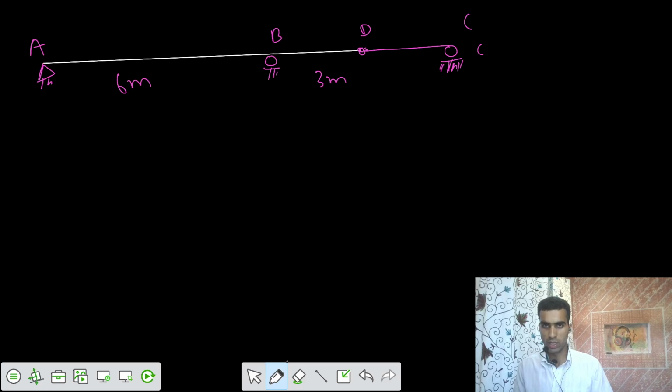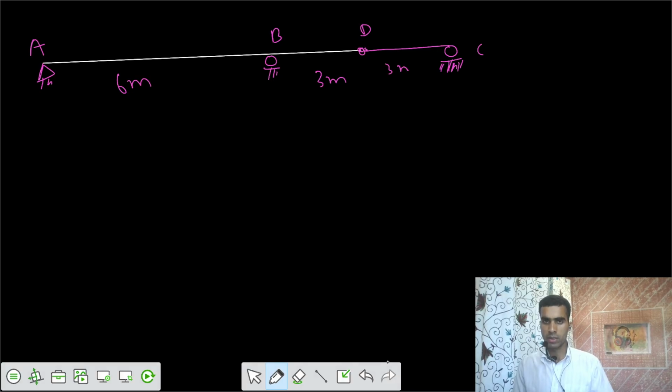We have support A. We have 6 meter. We have support B. We have 3 meter. We have internal hinge. Then we have simply supported roller support C.